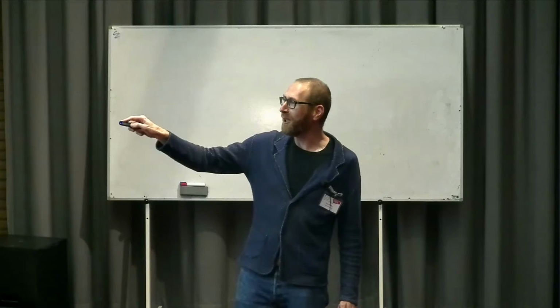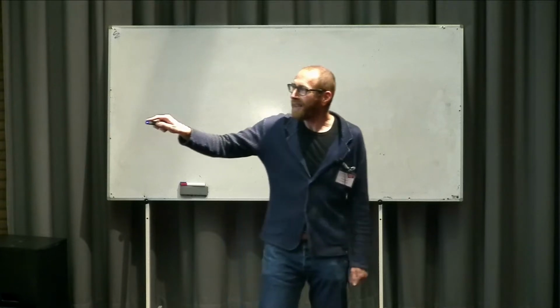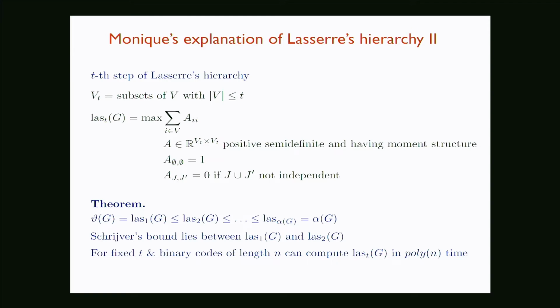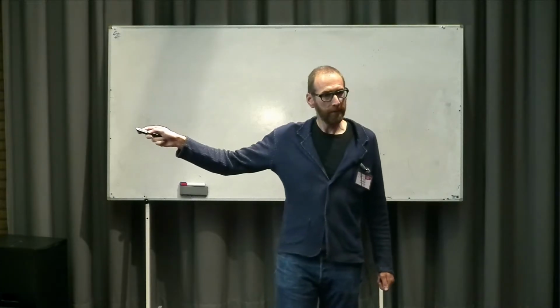Then Monique showed that the bound by Schrijver lies between Lasserre 1 and Lasserre 2. So it's strengthening the theta number, but it is not quite Lasserre 2. And she proved that for fixed t and for binary codes of length n, one can compute the t-step of Lasserre's hierarchy in polynomial time in n.